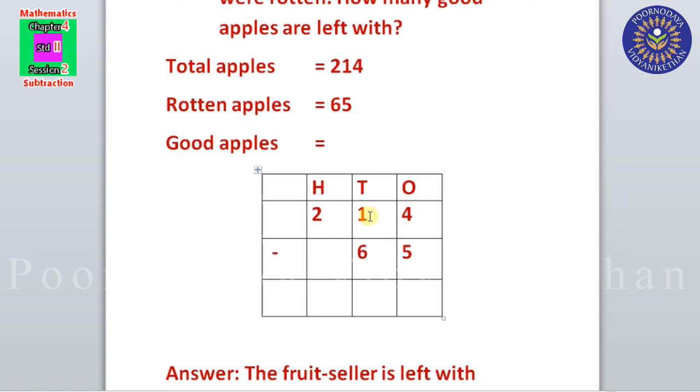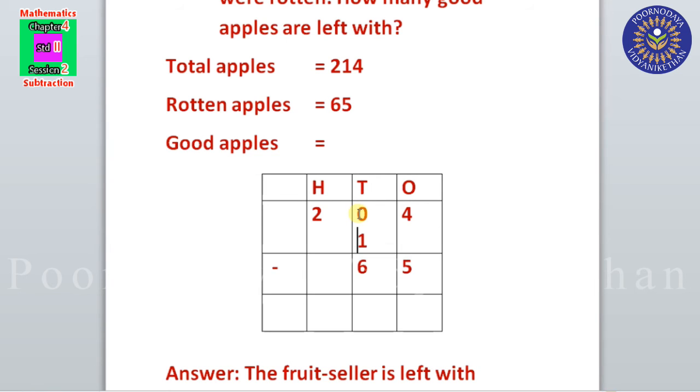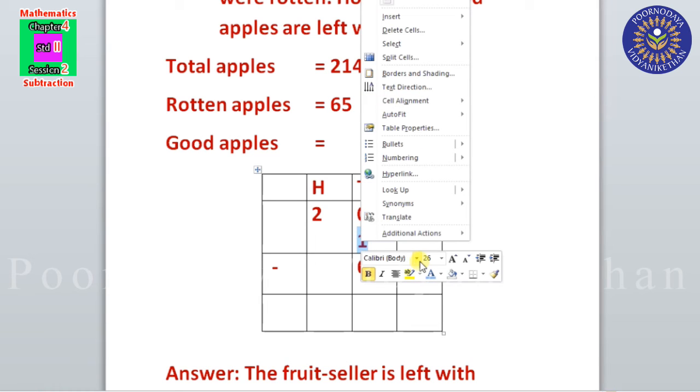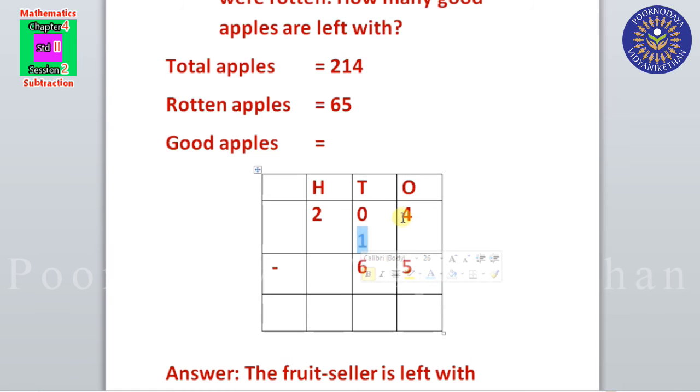So what do we have to do? From tens place we have to borrow 1. So here it is 0. This one we are going to borrow. From tens place we are going to borrow 1 ten. That one we have to add in ones place. There we will get 14 ones. 14 ones minus 5. 14 minus 5 is equal to 9.